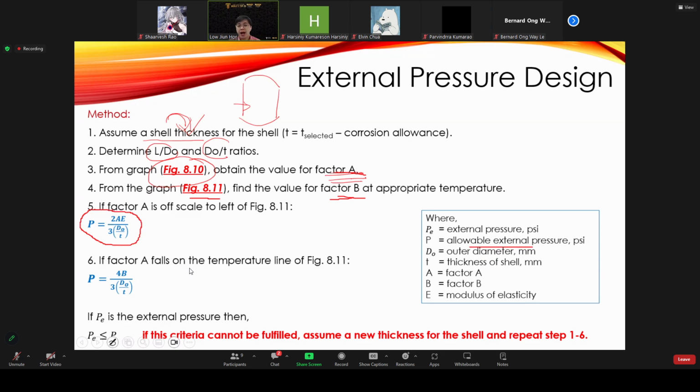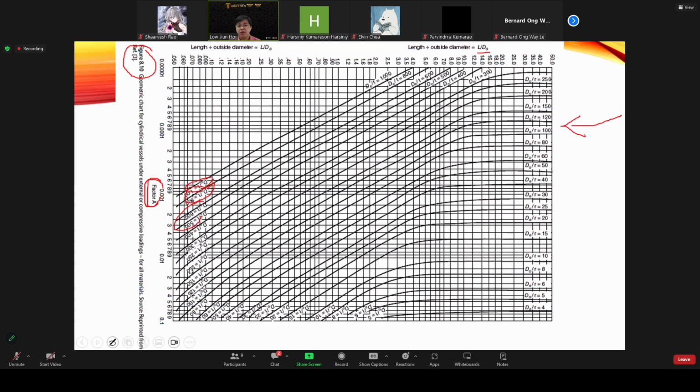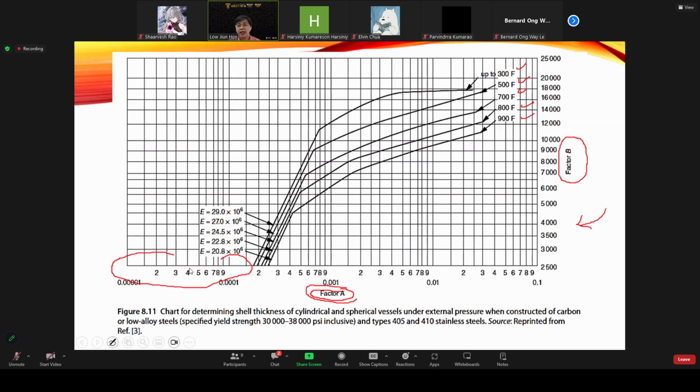Let me repeat. If the value of the factor A that you obtain from figure 8.10 is too small, and the value falls within the left hand side of the graph, because on the left hand side of the graph you don't have any line, in that case you cannot read the factor B on your right hand side.